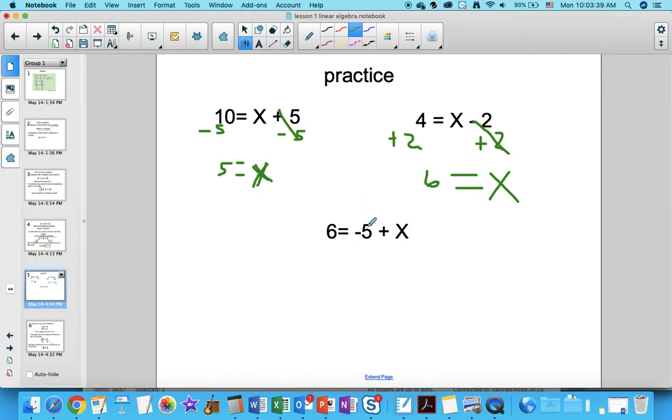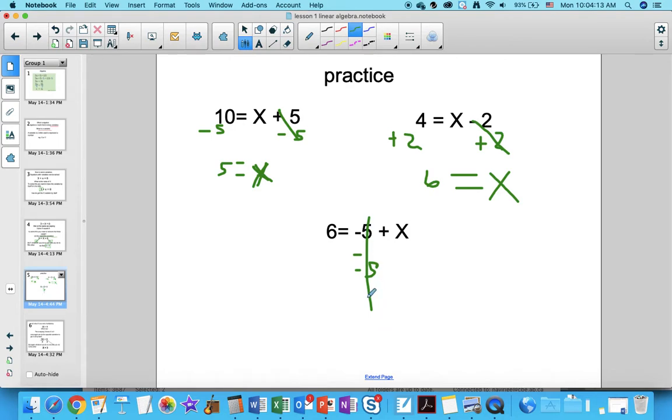6 equals minus 5 plus x. Oh dear. So what do I do? I have minus 5 plus x. Okay. Well, again, I want x by himself. I have minus 5, and I am adding. So I do the opposite operation, right? So I am going to take away instead of add, and I'm going to take away minus 5. If I take away minus 5, I'm taking away the whole negative.